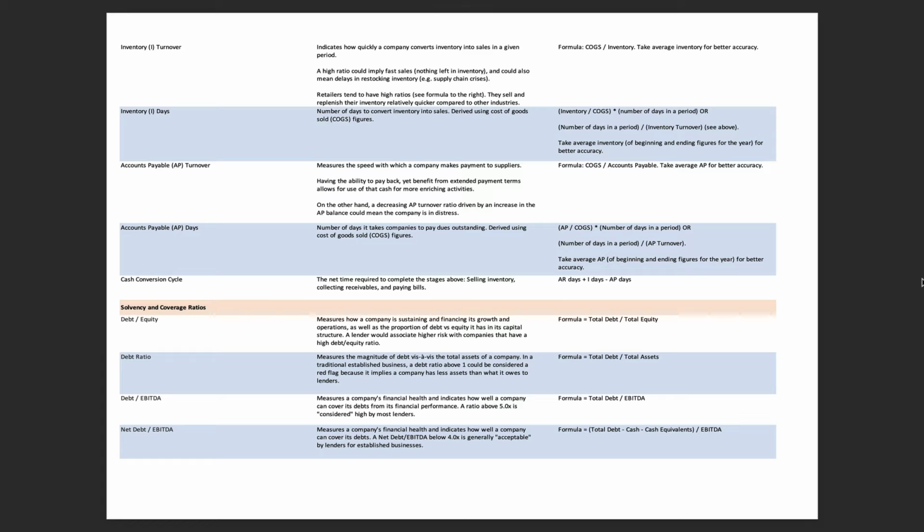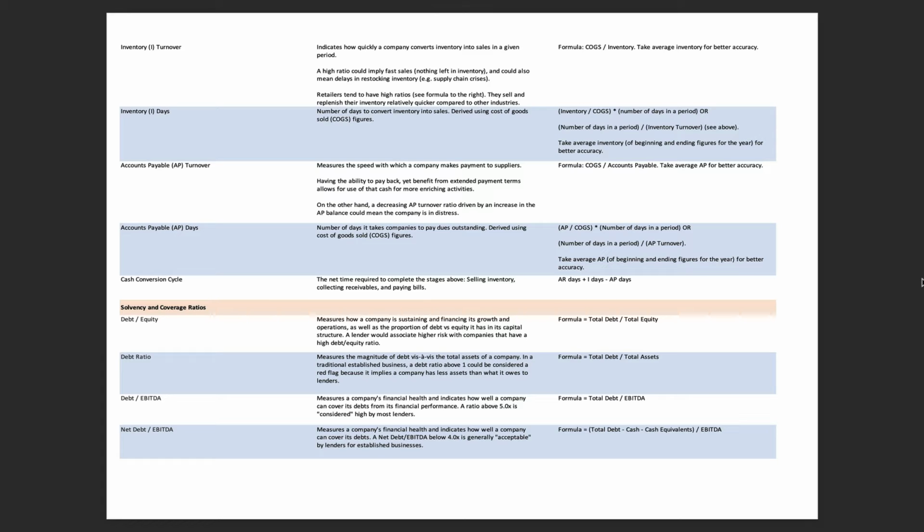Then we have the accounts payable days, and this refers to the number of days it takes companies to pay their dues outstanding. The formula for that is accounts payable divided by cost of goods sold times the number of days in a year or in a given period if we're doing it for a shorter period, or alternatively, the number of days in a given period divided by the accounts payable turnover.